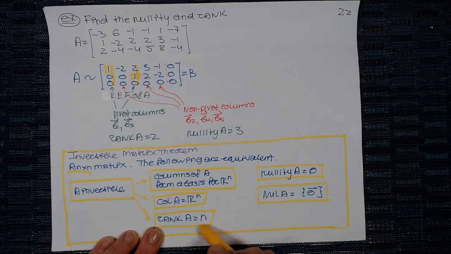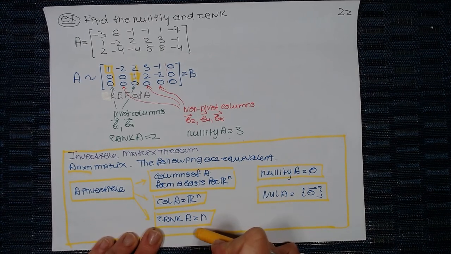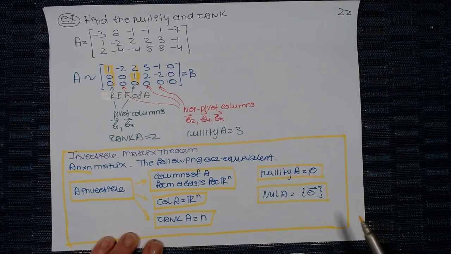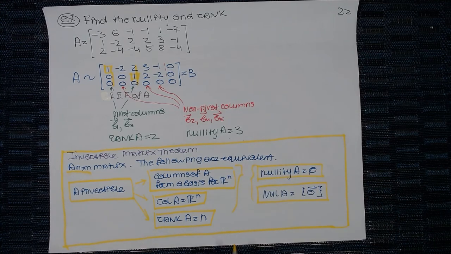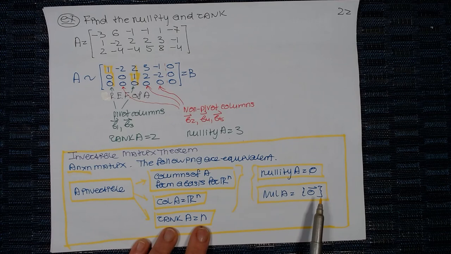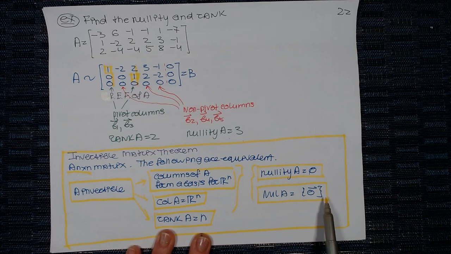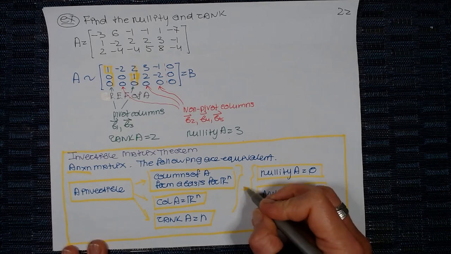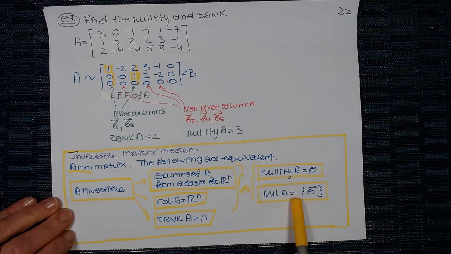Rank of A equals n, because rank is the dimension of the column space. Column space is Rn, so rank is n. With nullity, those two groups are connected through the rank-nullity theorem. If rank is n, then nullity has to be equal to 0, because rank plus nullity should be equal to n. And if nullity equals 0, the null space must be the zero space, because the zero vector space is the only vector space that has dimension 0. So those groups are connected through the rank-nullity theorem, and you can go from here to here also.